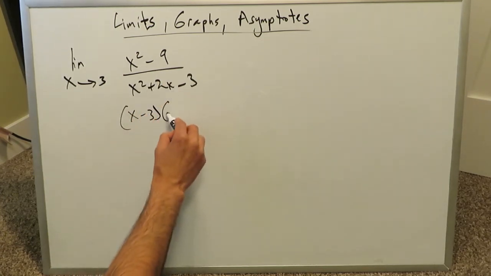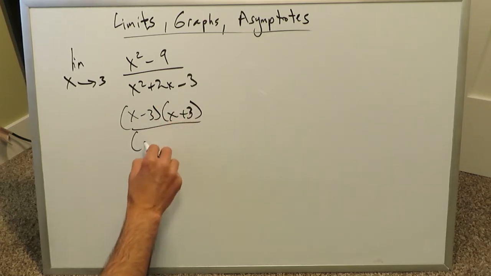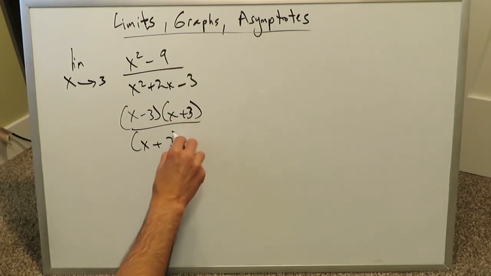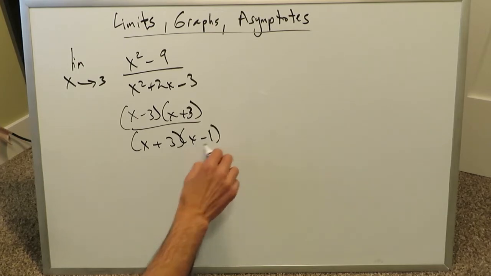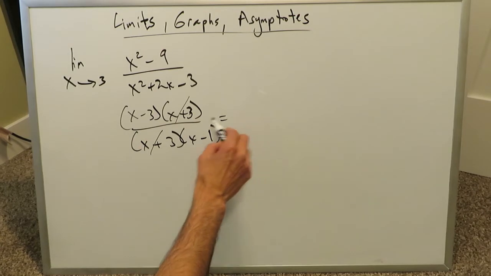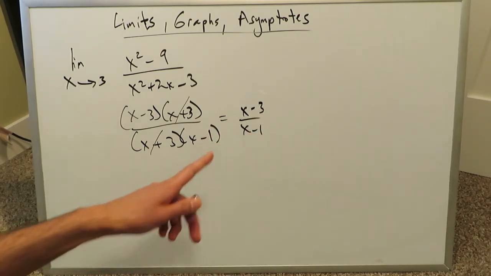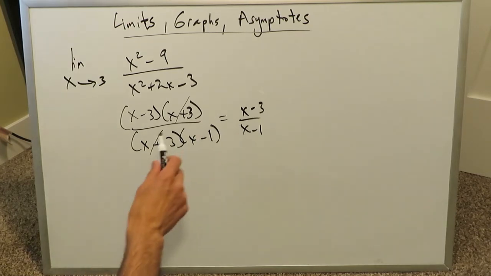You have x squared minus 9, which is x minus 3 times x plus 3. In the denominator, you have to factor this out. You have x plus 3 and you have x minus 1. When you look at this, these cancel out. So essentially your entire limit function becomes x minus 3 over x minus 1. Now it is from here you want to do your asymptote determinations.